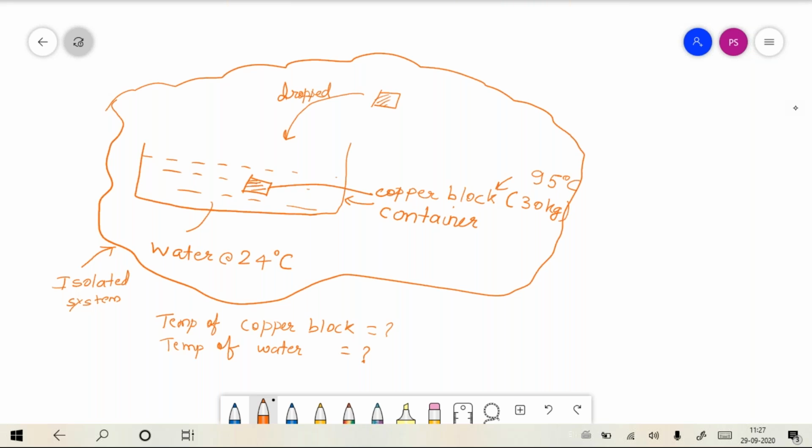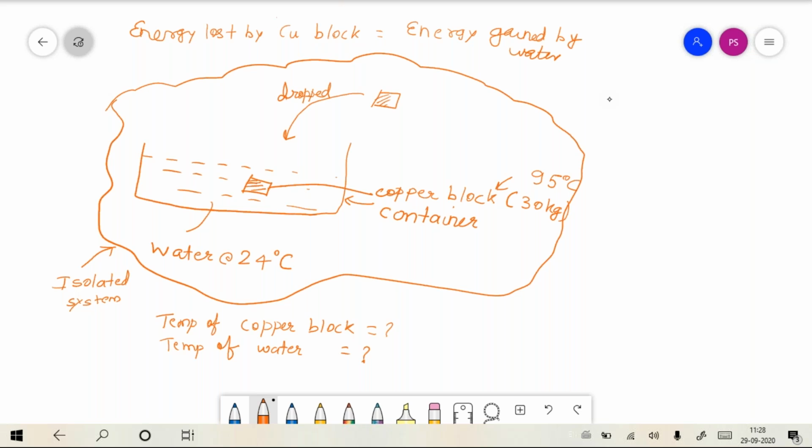You need to figure out the energy balance. The energy balance is that the energy lost by the copper block is equal to the energy gained by water.